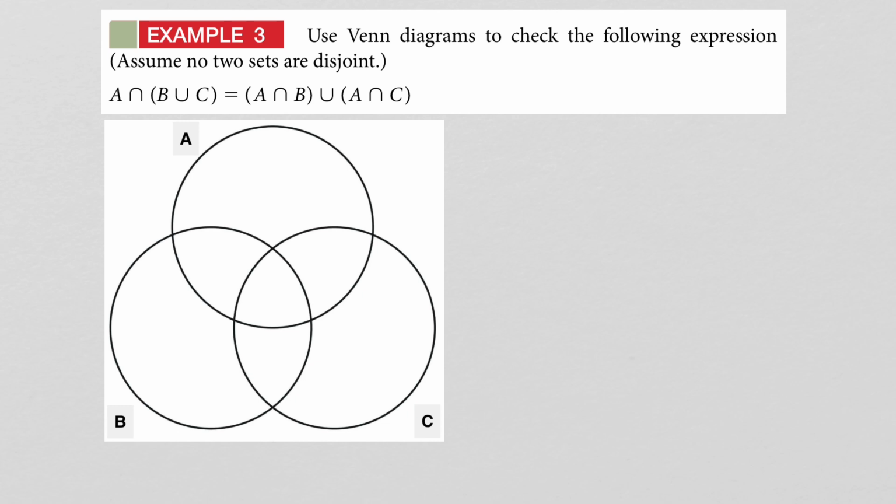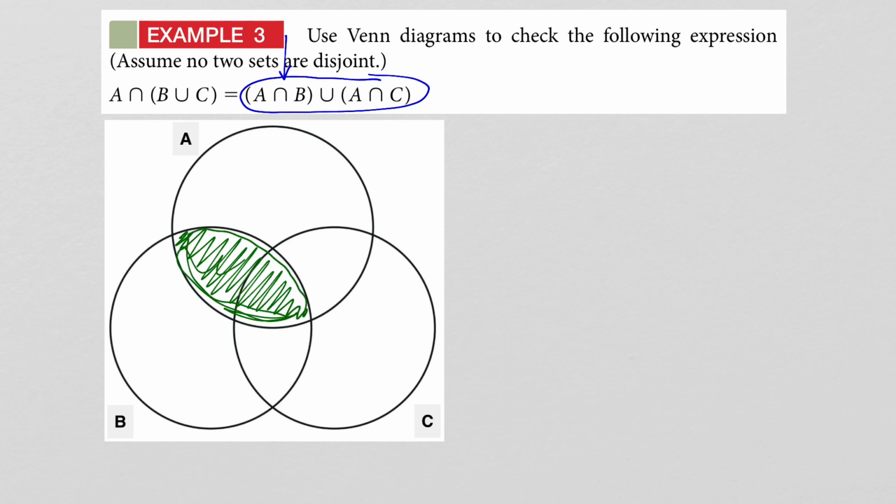All right, now let's take the other side, this side here. A intersect B. What is A intersect B? Looking at this part. A intersect B is what A and B have in common. A and B have these elements in common, right? So this is the intersection of A and B. And then the intersection of A and C, right, this one here, would be all of these elements.